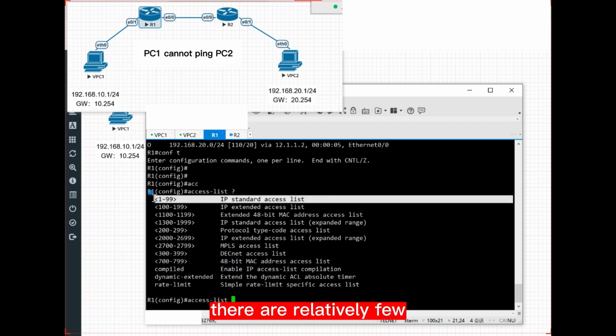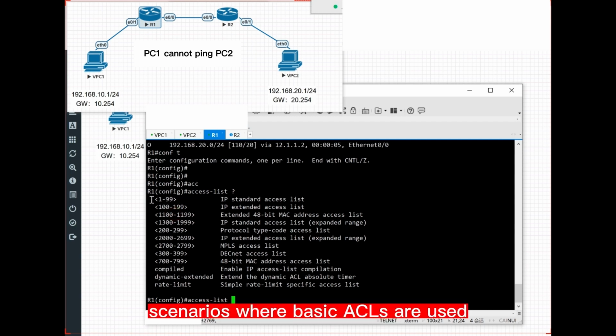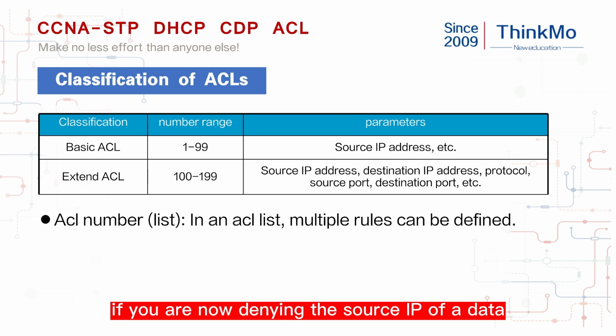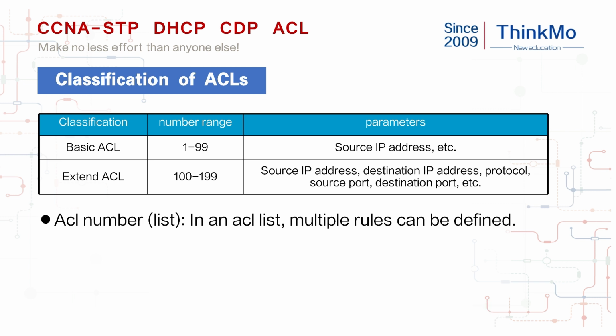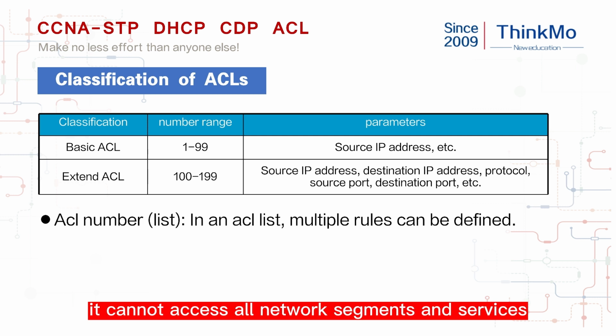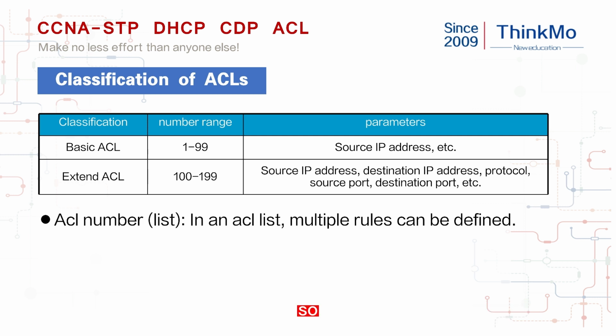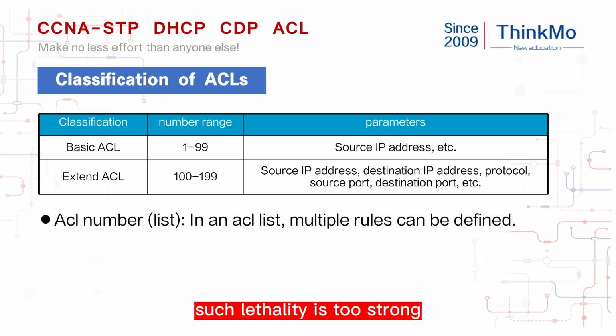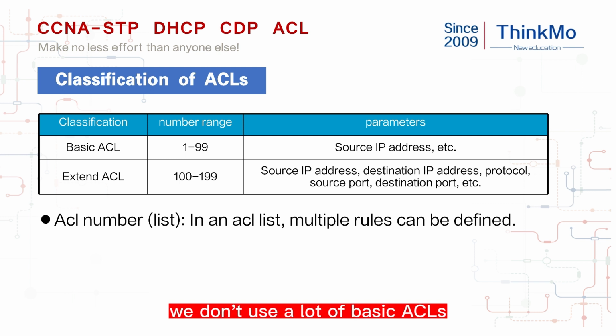Actually, there are relatively few scenarios where basic ACLs are used. A basic ACL matches the source IP. For example, if you are now denying the source IP of a data, so now this source IP can't go anywhere. As long as this interface denies it, it cannot access all network segments and services in the rear. So, this is equivalent to directly limiting the overall communication capability of this address. Such lethality is too strong. So actually, we don't use a lot of basic ACLs.